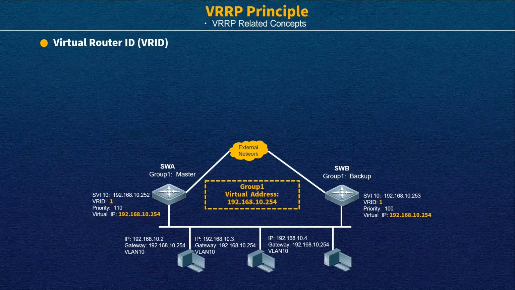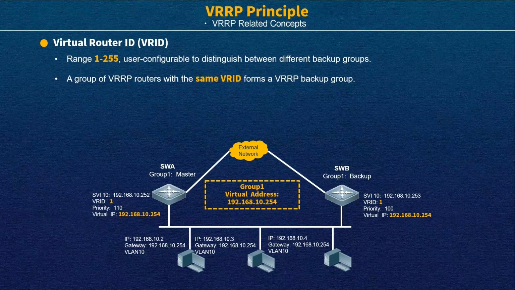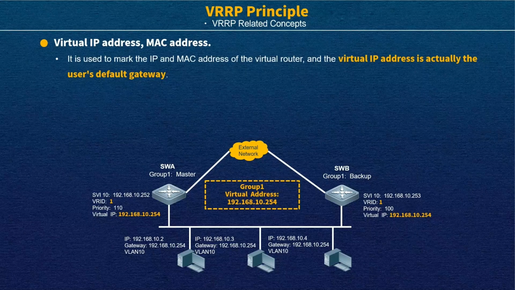And the next one is the VRID. The range is from 1 to 255. And this VRID we have to create manually. It is user configurable, to distinguish between different backup groups. If we want to add devices into the same group, they must have the same VRID. So this is the principle you have to know. Give the same VRID.